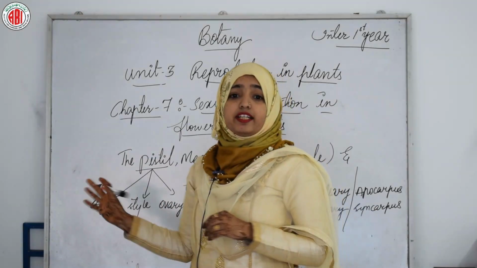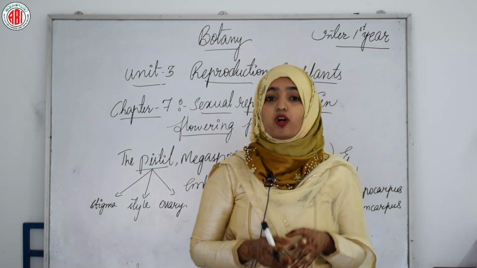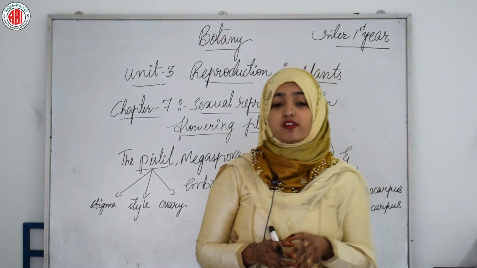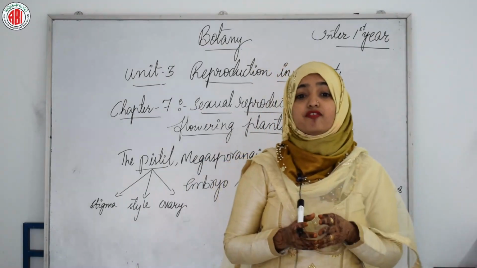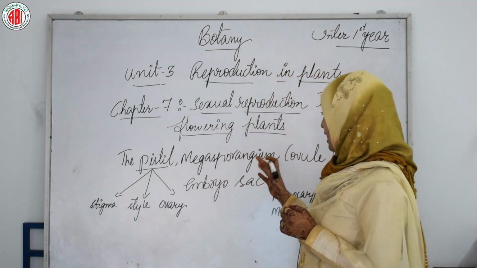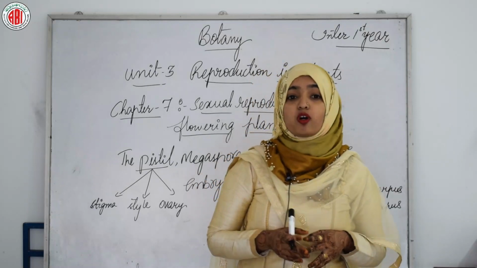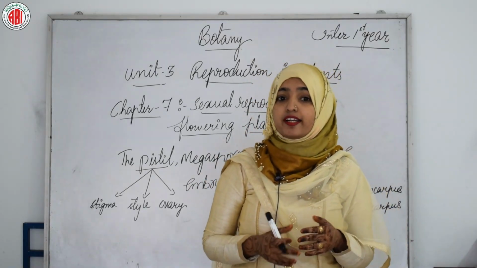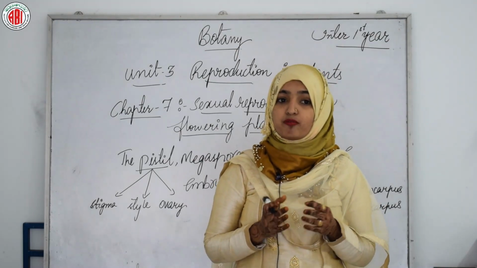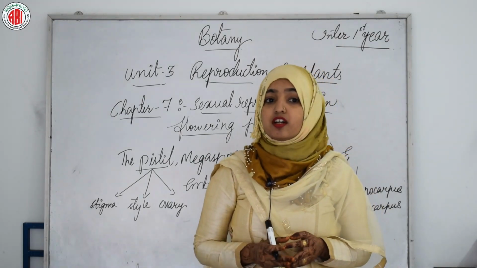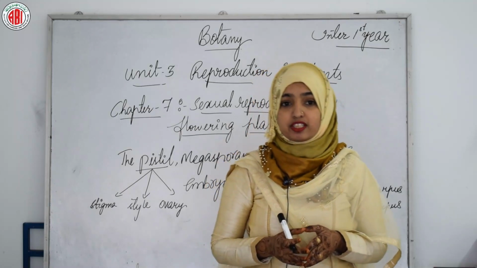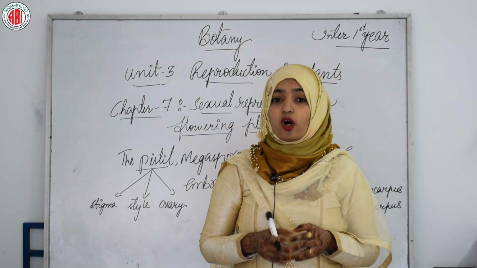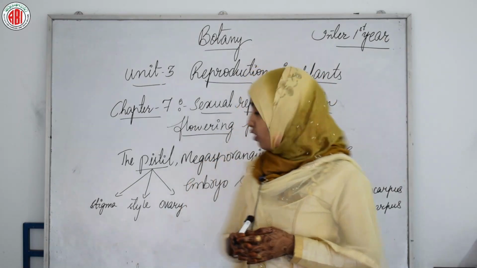Inside the ovary is the ovarian cavity, called the locule, and the placenta is located inside the locule. Arising from the placenta are the megasporangia, commonly called ovules. The number of ovules in an ovary may be one or many. Examples for a single ovule are wheat, paddy or sunflower, and for many ovules the examples are papaya, watermelon, orchids and so on. So that was all about the pistil.